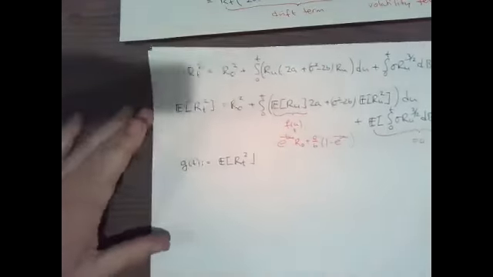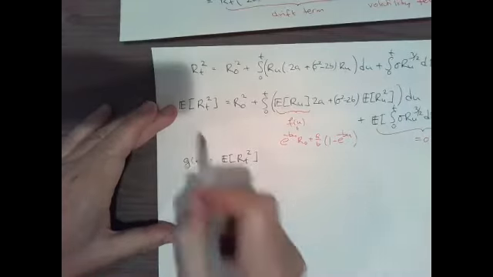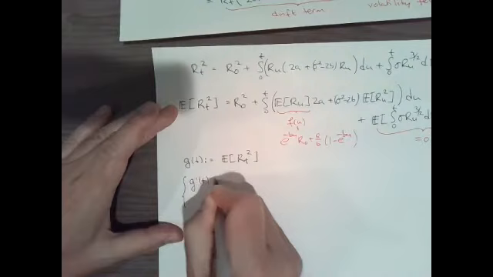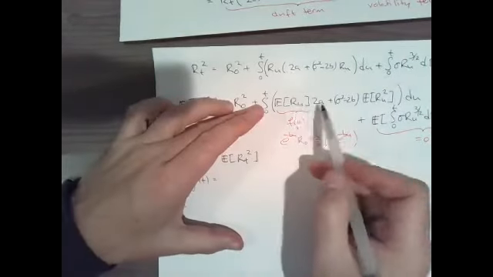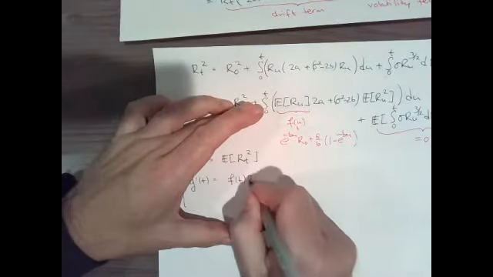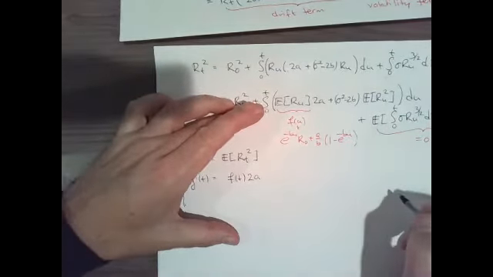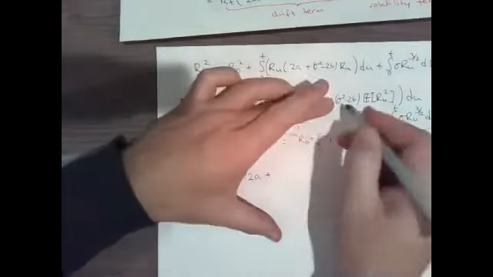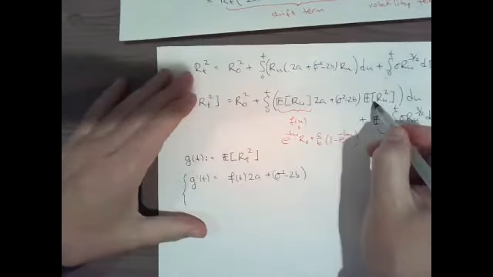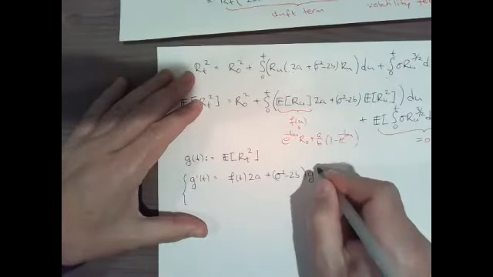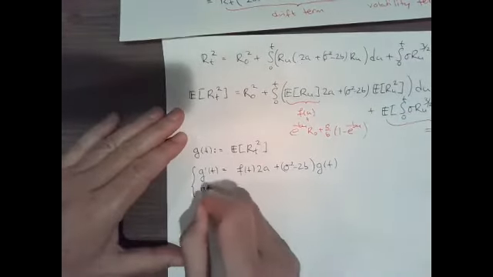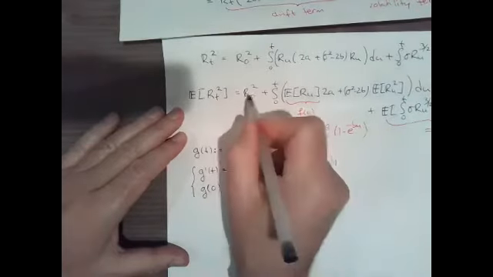So if I have my function g here, I'll get g prime of t. Take the derivative. The derivative will give me f of t times 2a plus sigma squared minus 2b, and then it'll be g of t. And the initial value will be R_0 squared.